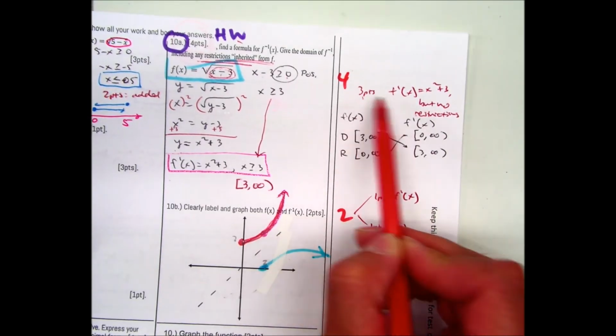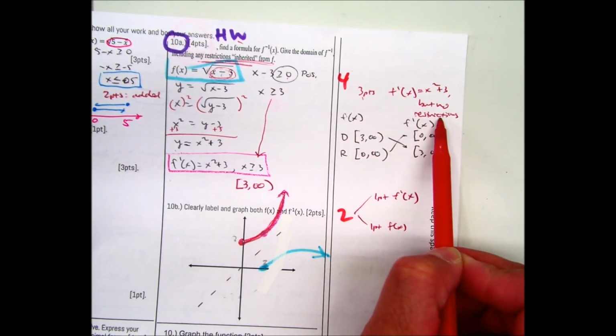For that problem, I scored you 3 points if you got x squared plus 3, but you have no restrictions on your paper. Okay.